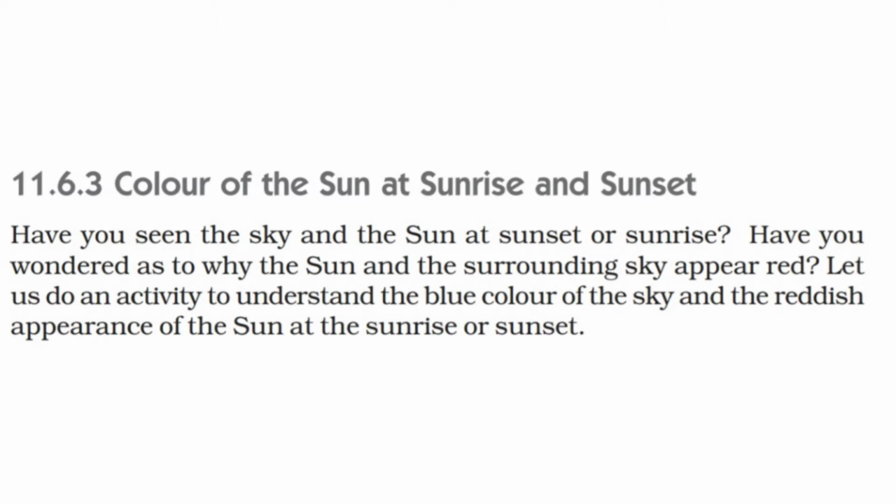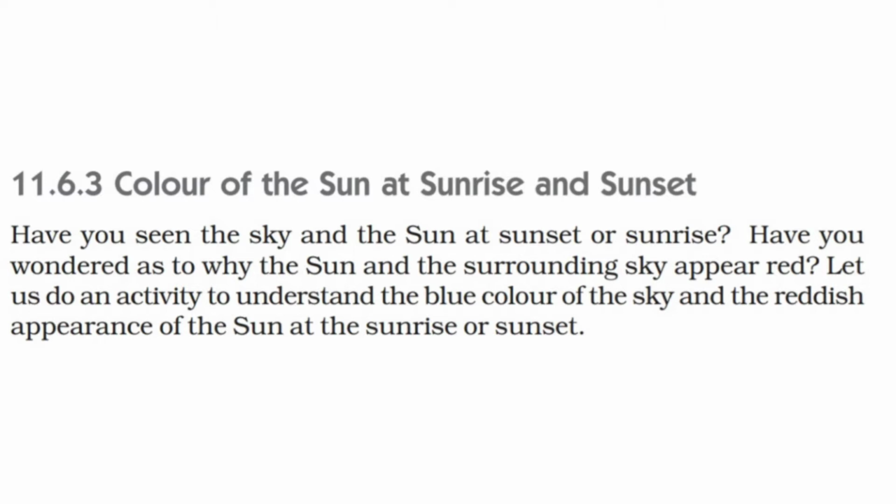Let's see what is given in the textbook. Have you seen the sky and the sun at sunrise and sunset? Have you wondered why the sun and the surrounding sky appear red? Let us do an activity to understand the blue color of the sky and the reddish appearance of the sun at sunrise or sunset. We have two things to observe here.